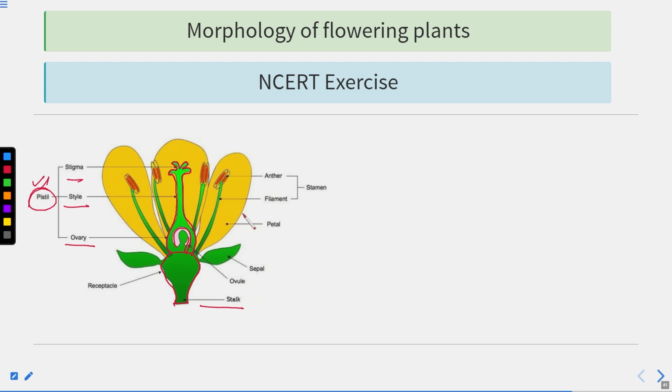Now here you can see one of the stamen. It is having the filament and anther, right? Forming the stamen. So there are so many anthers that are unitedly called androecium. And here you can see the petals and sepals as well, right?